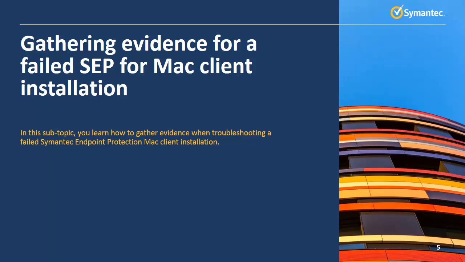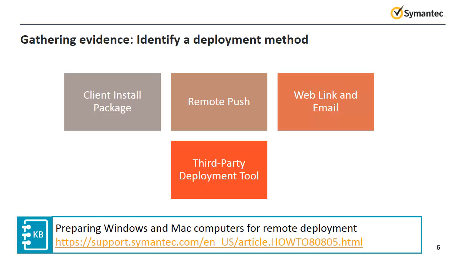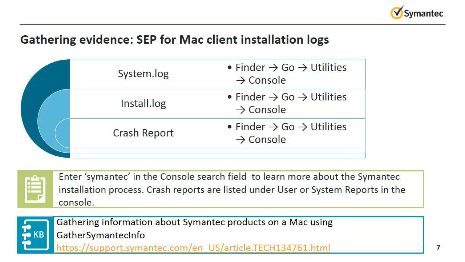Now let's talk about how we can gather evidence. When gathering evidence for a failed SEP for Mac client install, it's important to identify the deployment method. You can install Symantec Endpoint Protection directly on the computer with the client install package. Or if you're not directly in front of the computer, you can deploy using remote push. Some organizations also use third-party deployment tools like Apple Remote Desktop or Casper to deploy the Symantec Endpoint Protection client. Before troubleshooting, determine whether the deployment attempt was a new install or an upgrade.